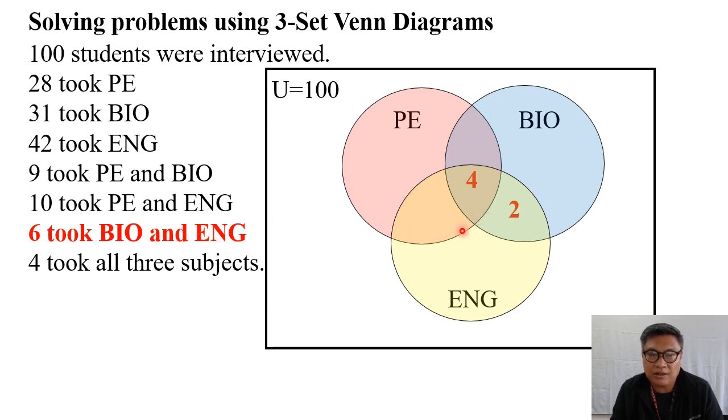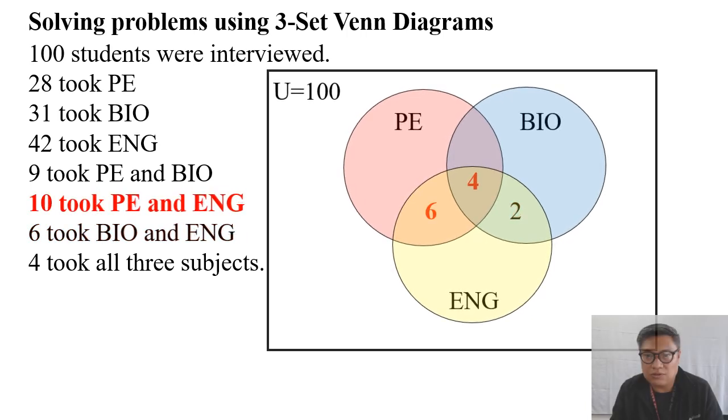Then we go up again, so we have the PE and the English. This is the intersection of your PE and that of the English. Because there is a total of 10, and we already have 4 here, the remaining will be 6. So 10 minus 4 is 6. Again, 6 had PE and English but didn't have any bio, while 4 here still have PE and English, but at the same time they have the bio subject. So all in all, there are 10.